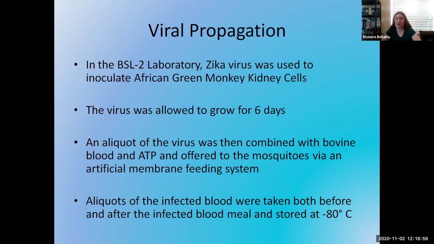In order to generate the viral load that we used for this experiment, Zika virus was inoculated into African green monkey kidney cells and then allowed to grow for 6 days. Then an aliquot of the virus was combined with bovine blood and ATP and then offered to the mosquitoes via the artificial membrane feeding system. Pre and post blood meal aliquots were taken and stored at -80°C.